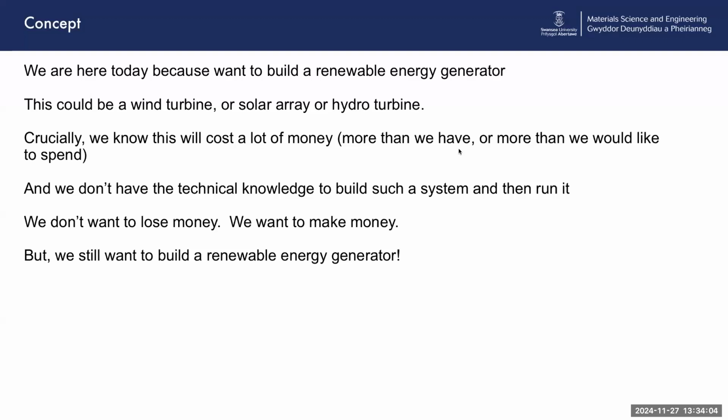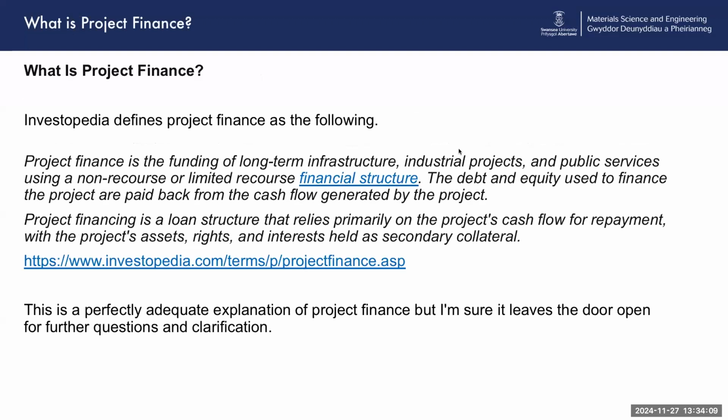That's the bottom line. We want to make money on it. Knowing all this, do we still want to build a renewable energy generator? Yes, we do. How are we going to do it? We're going to use something called project finance. I'm just going to read you from the screen. Project finance is the funding of long-term infrastructure, industrial projects and public services using non-recourse or limited recourse financial structure. The debt and equity used to finance the projects are paid back from the cash flow generated from the project. Project financing is a loan structure that relies primarily on the project cash flow for repayment, with the project's assets, rights and interests held as secondary collateral.